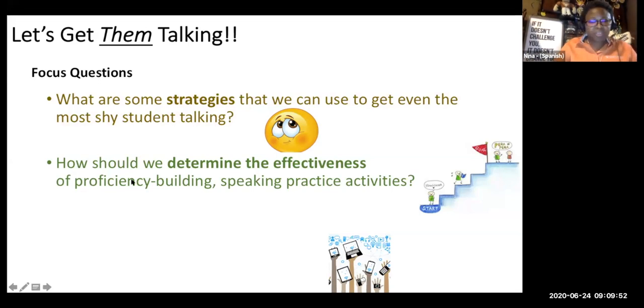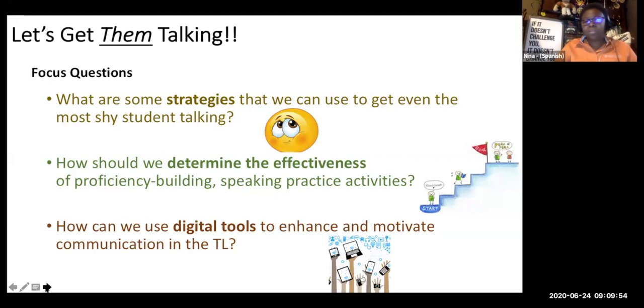Okay, and then the next question that we're going to ask: how can we use digital tools, like right now we're using Zoom, and how can we do this and enhance and motivate our communication online? I don't have all the answers to all these, so I'm hoping we answer these together today, this morning. All right, y'all ready? All right, let's do it.